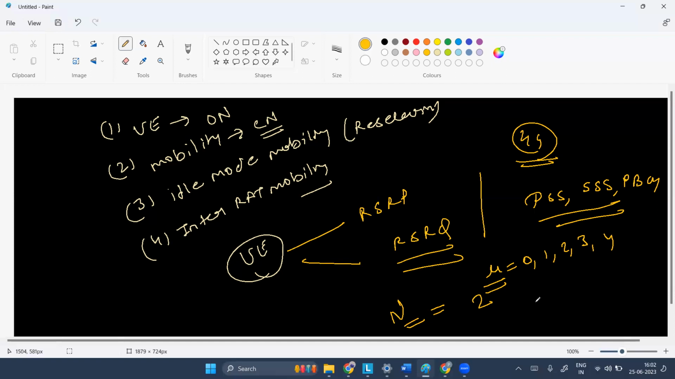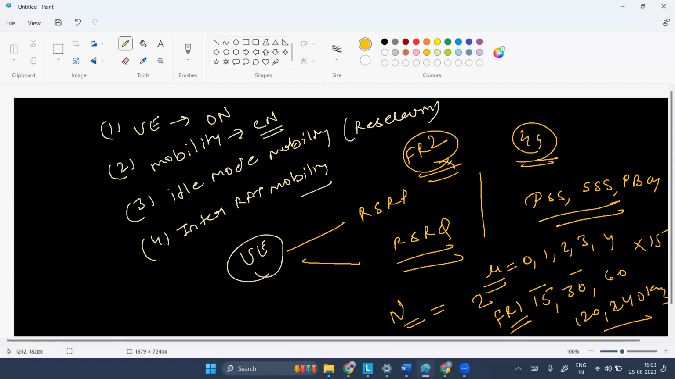So 2 to the power 0 means times 15 kilohertz. So we have different subcarrier spacings: 15 kilohertz, 30, 60, 120, and 240 kilohertz. 15 and 30 you use for FR1, which is your frequency band, okay? And 60, 120, 240 you use for FR2, right? So this one is the major differentiator here, okay?